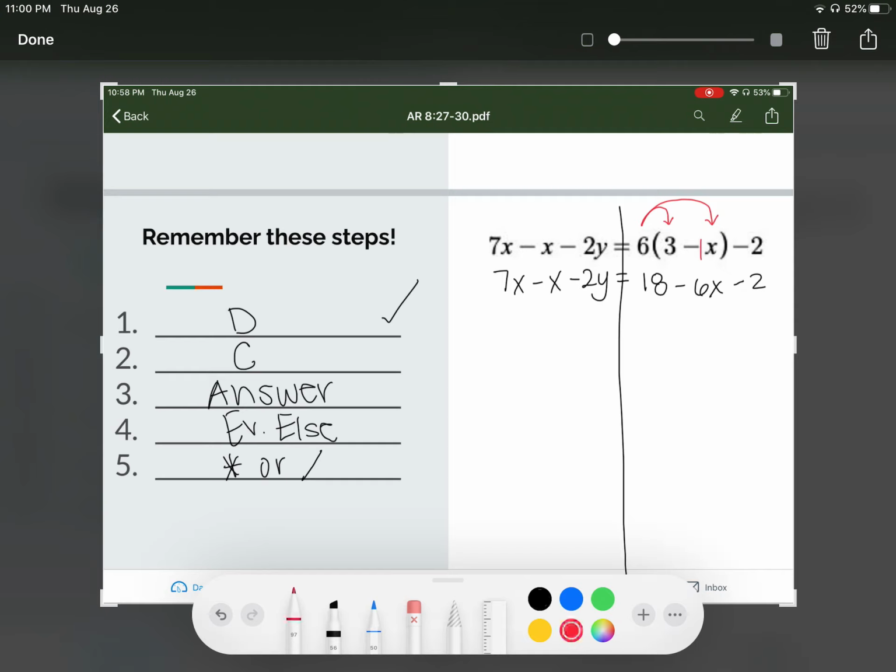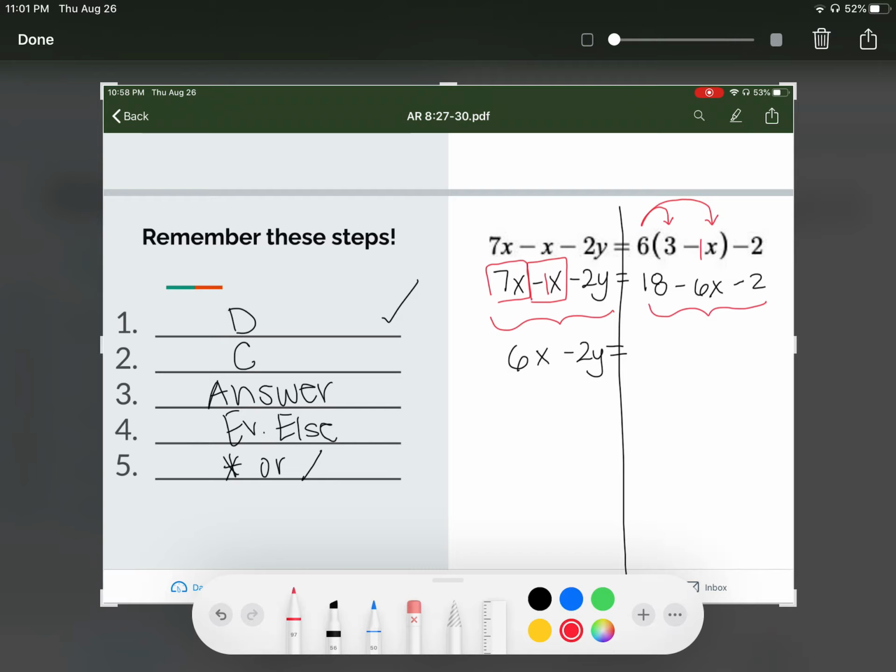Step 2 is combine. So on the left-hand side, we're going to look and see, is there anything that I can combine on the left-hand side? Remember, you can combine the ones that have the same letters with the same exponents. Is there anything we can combine with this 7x that's on the left side? This negative 1x can be combined with that. 7 minus 1 is 6. So that's going to be 6x. And the minus 2y just comes down.